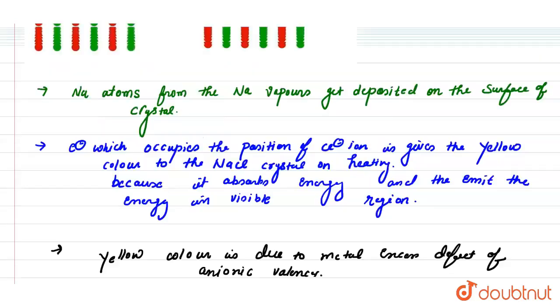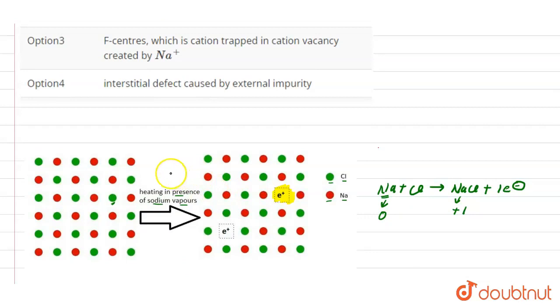Alright, here as you can see, the sodium atoms are deposited on the surface of the crystal of NaCl and the chloride ions diffuse to form NaCl. This happens by the loss of an electron from Na to Na plus, and this released electron diffuses into the crystal and occupies the anionic site called the F center. Right here, this electron occupies this site which we call the F center, which imparts yellow color to NaCl.